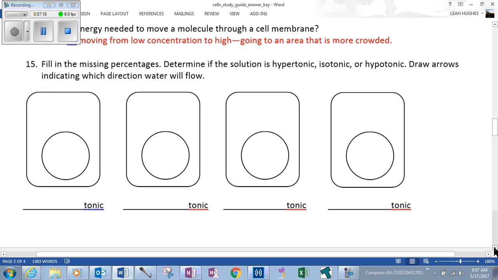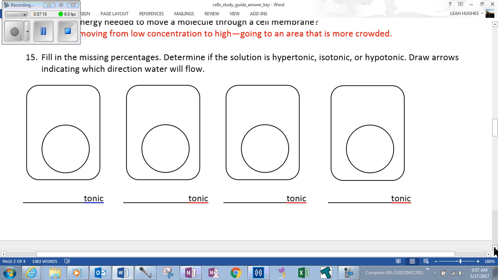Number 15, fill in the missing percentages. Determine if the solution is hypertonic, isotonic, or hypotonic. Draw arrows indicating which direction water will flow. This section is not filled in.